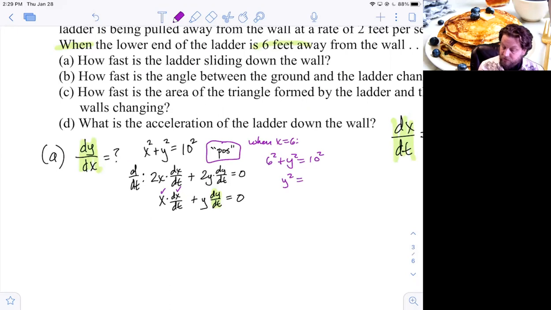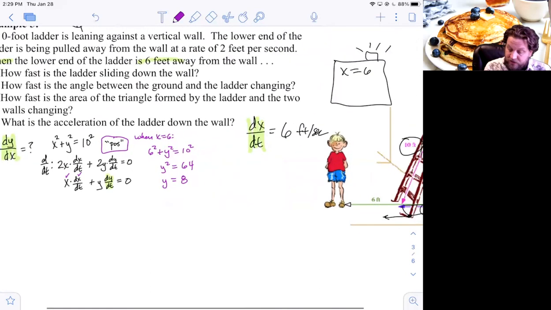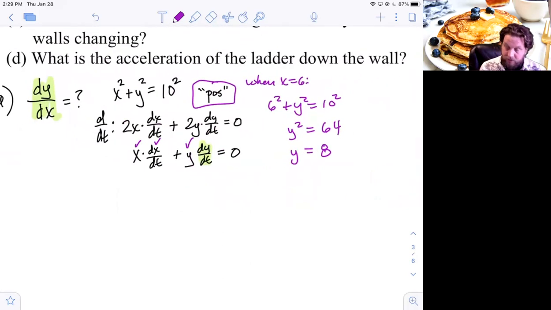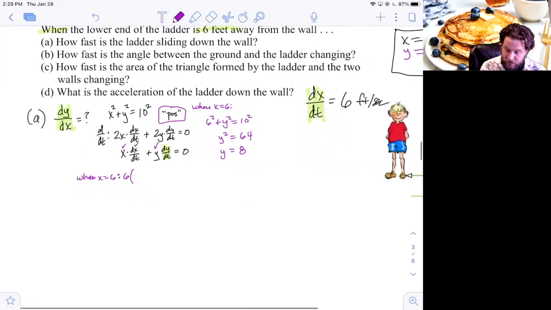Y squared is 100 minus 36, which is 64. When I consider plus or minus, I only want the positive here because it's the length. Or you could have recognized it as a 3, 4, 5 right triangle that is magnified by a factor of 2. Either way, now I'm going to add that to my camera because it's still part of that same snapshot moment. Okay. All right, so I went out and gathered my ingredients. Now I can go ahead and plug in. When x equals 6, I get 6 times dx dt.